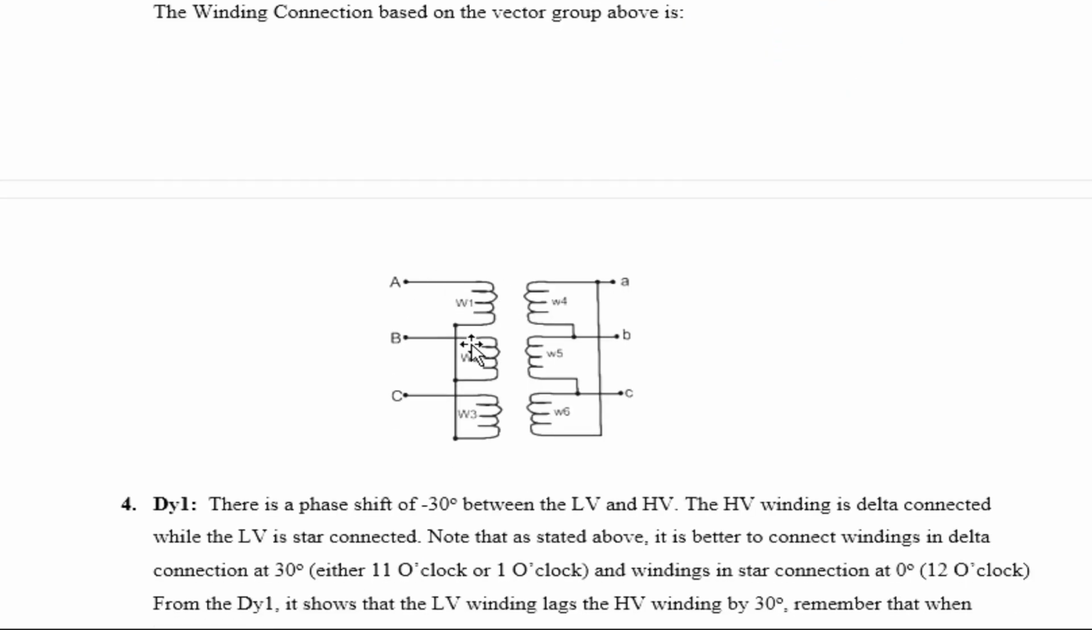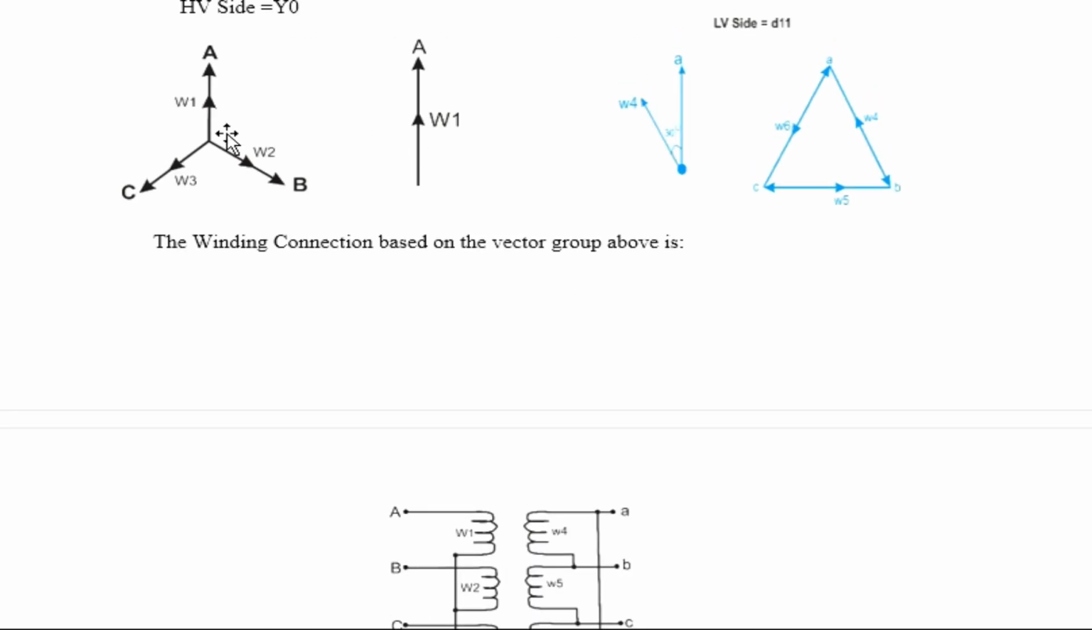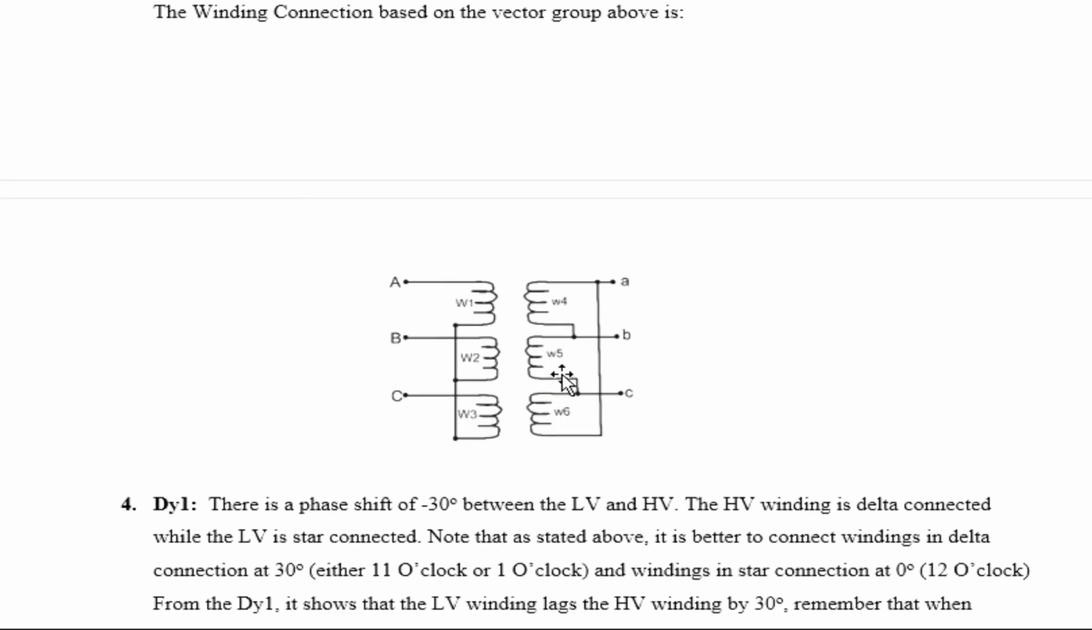So this is how you draw your windings for high voltage side and your windings for the low voltage side, and you accurately get exactly how we've drawn this before when we were talking on star connection, and we've drawn this before when we're talking on delta connection. So when you bring it together, you will get this.